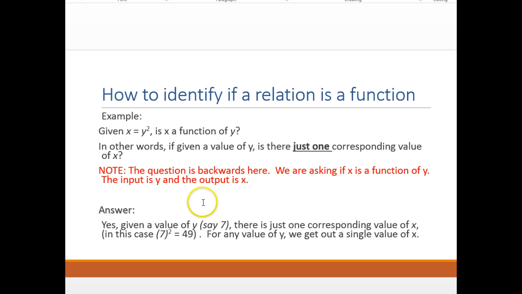And the answer here is actually yes. Because if my y is my input, I take a value of y, say 7, and when I plug in 7 for y, I always get out 49 for x. So for every value of y, there's a unique single value of x which comes out.